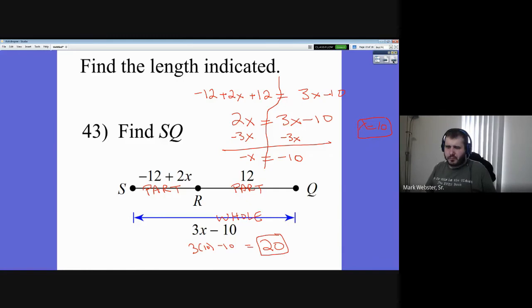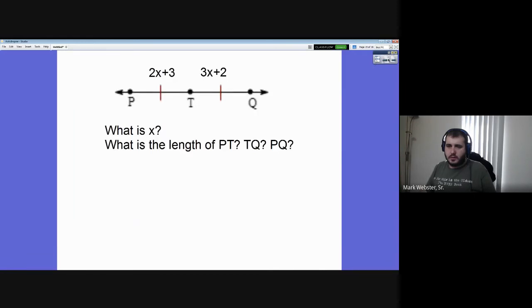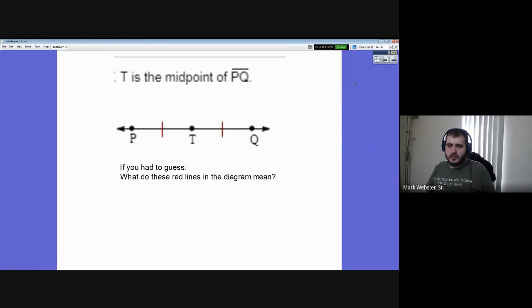And because you're going to see this in your assignment, they're going to tell you that T is the midpoint of PQ. Point T is the midpoint of segment PQ. And they're going to give you this picture with these little red lines. And so what I want to throw out to the chat here is, what do you think those red lines mean?